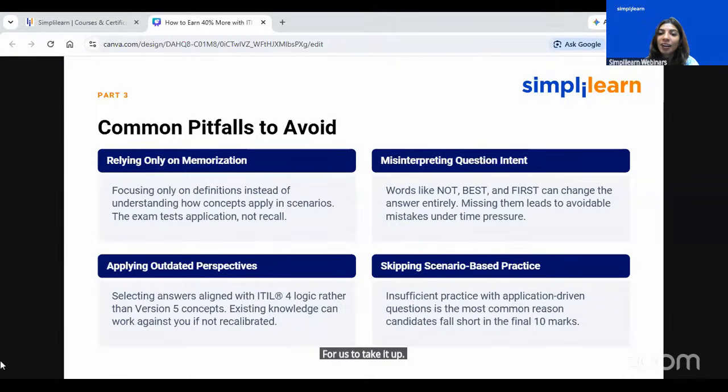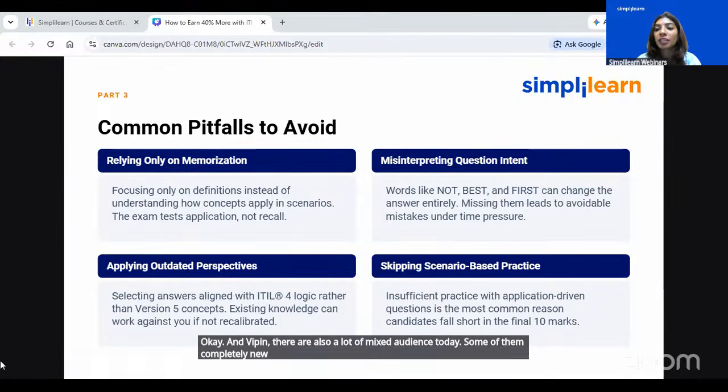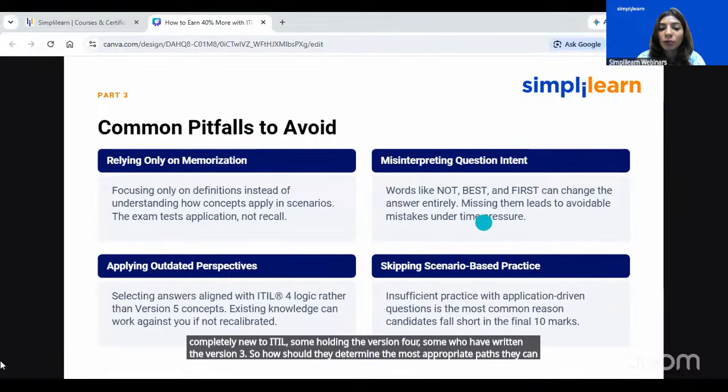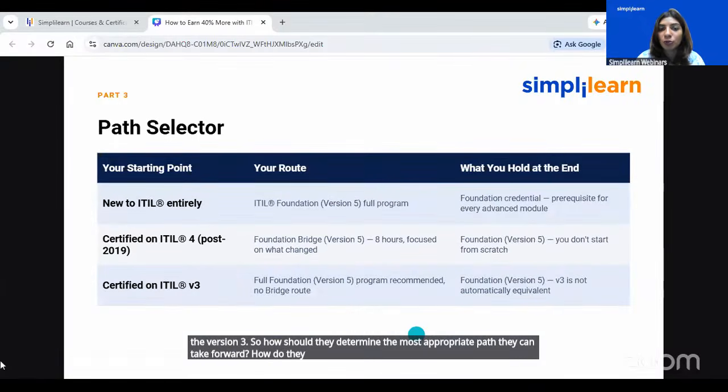Right. And Vipin, there is also a lot of mixed audience today. Some of them are completely new to ITIL, some are holding version 4, some have written version 3. So how should they determine the most appropriate path they can take forward? How do they decide what they have to do next?